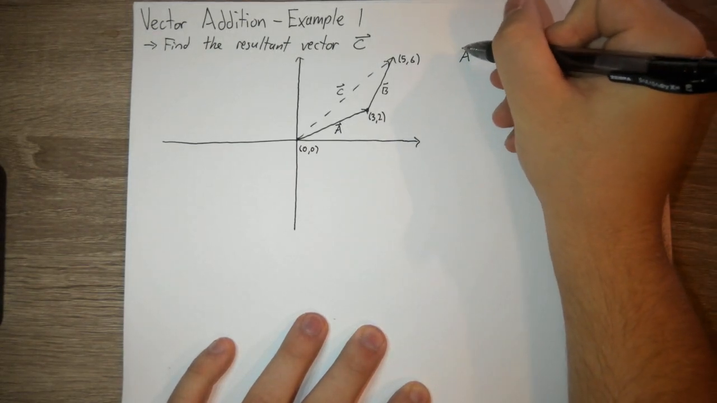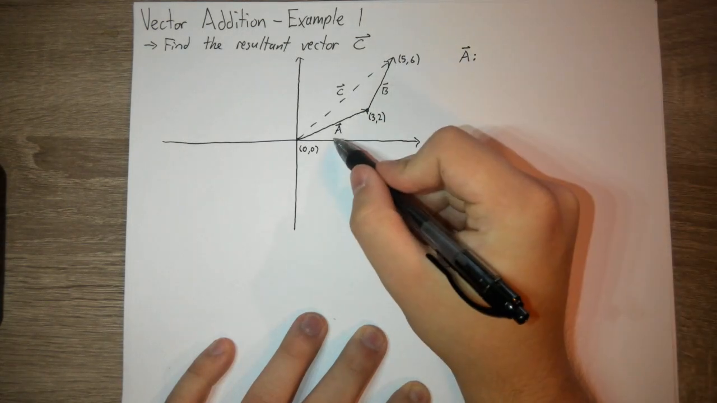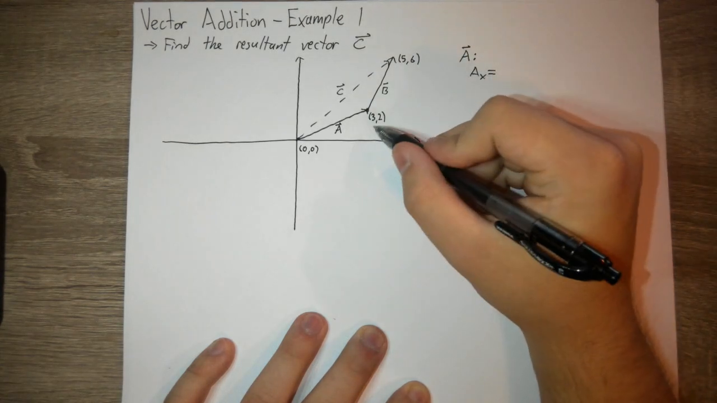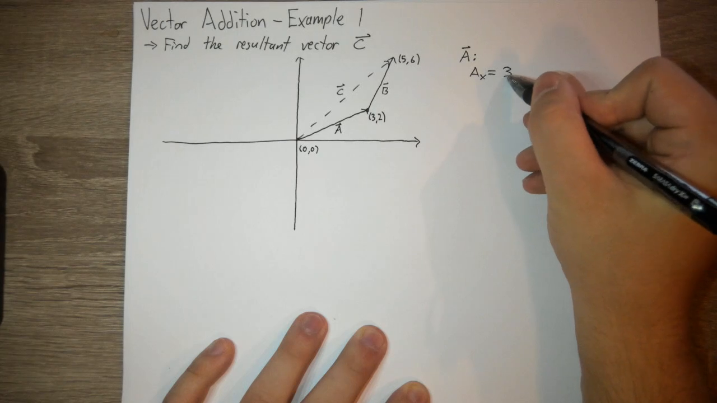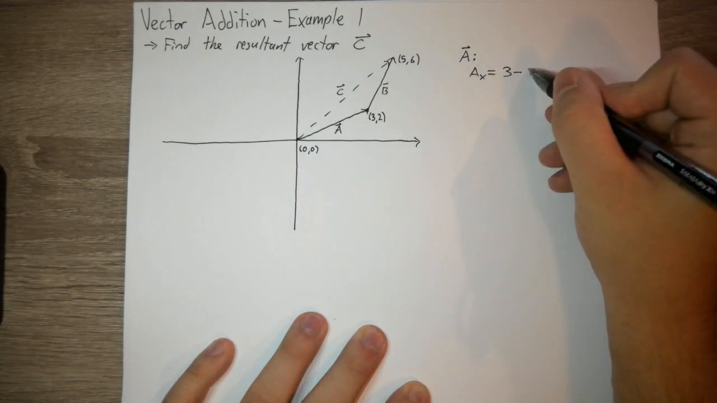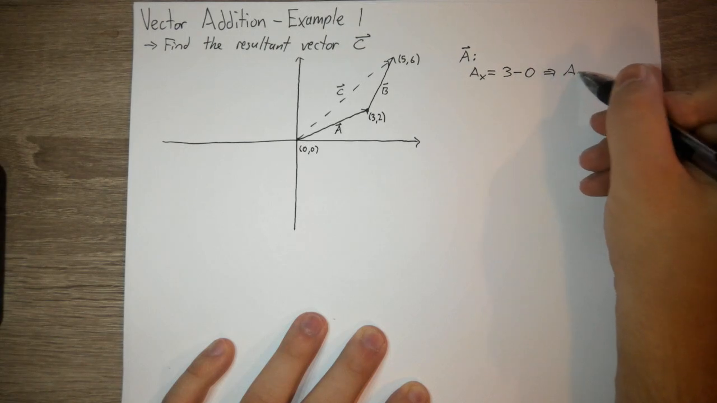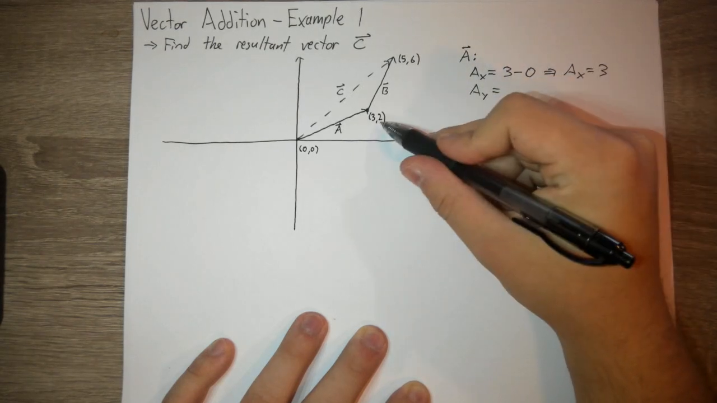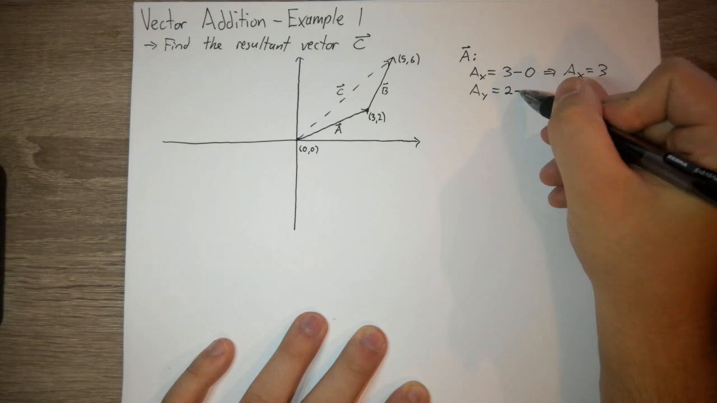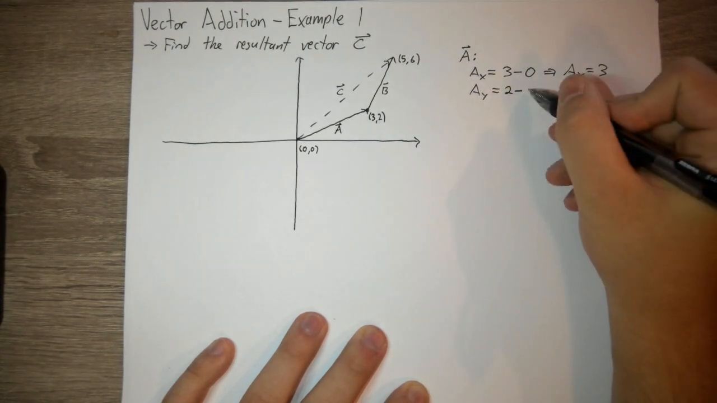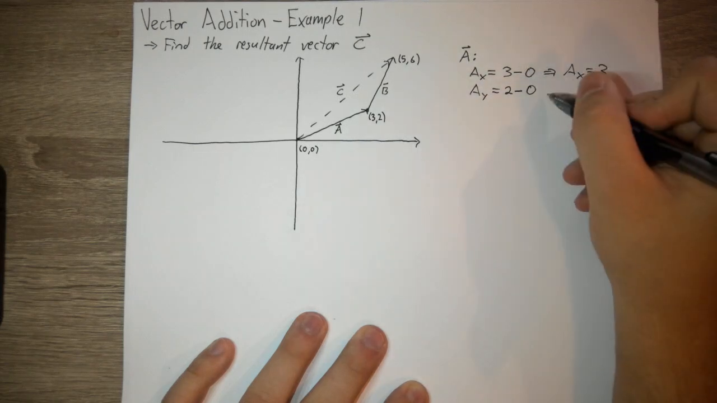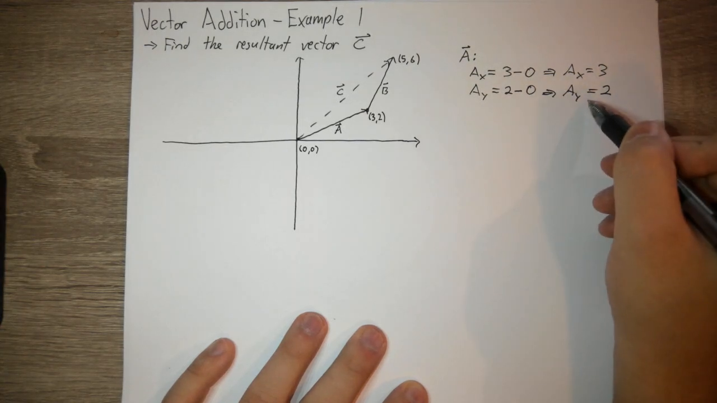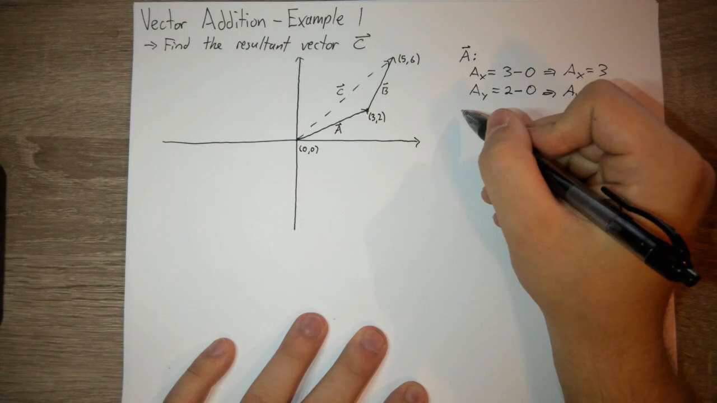Let's start with A and do one vector at a time. So the x component of A is the x value of the ending point minus the x value of the starting point. So Ax is 3, and same goes for the y component. You get the y point of the end minus the y point of the beginning. And so here are your two components for A.